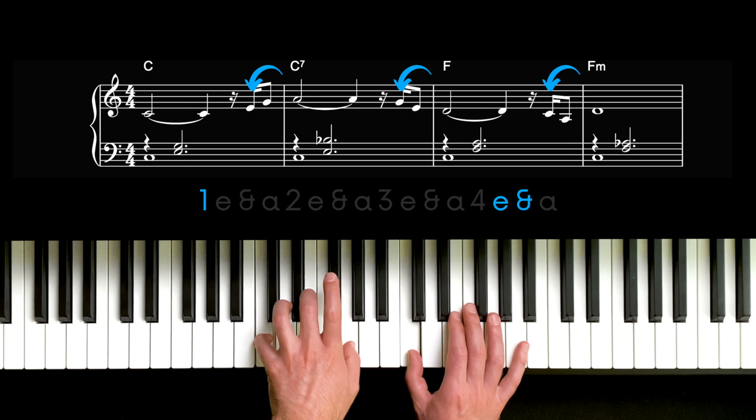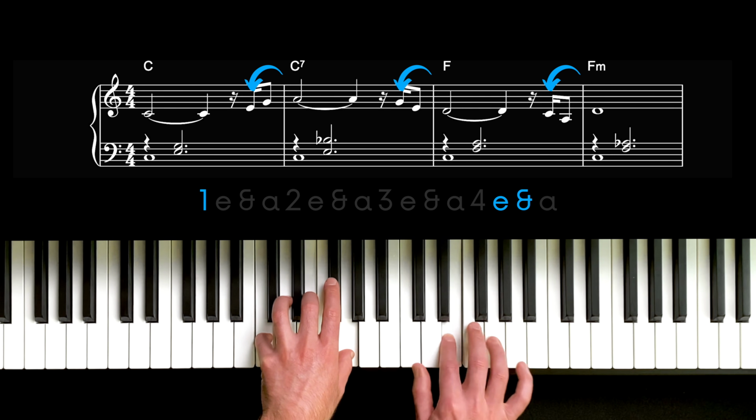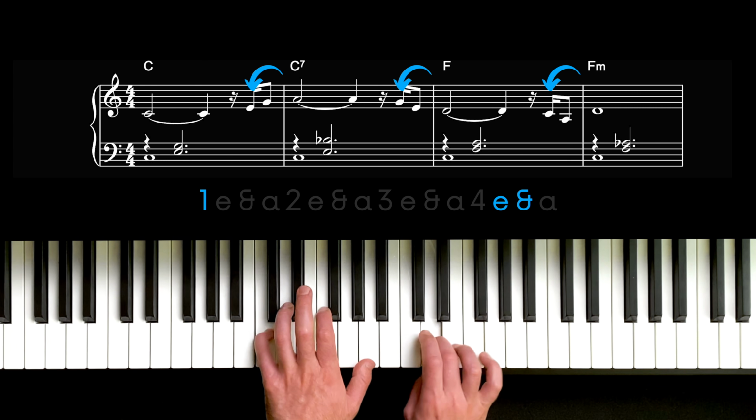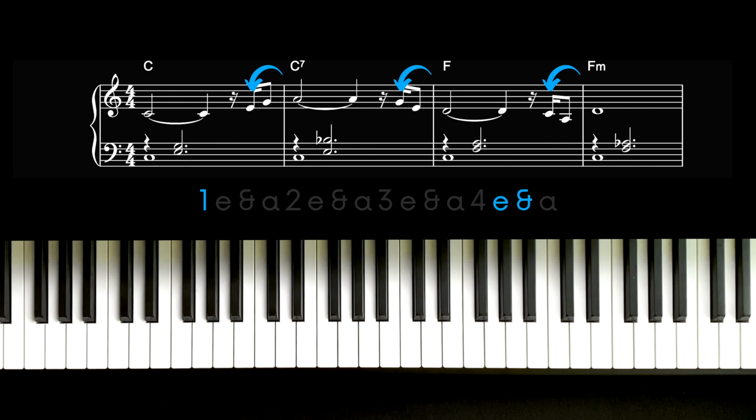1 e and a 2 e and a 3 e and a 4 e and a, and so on. So you can keep getting smaller with the subdivision.